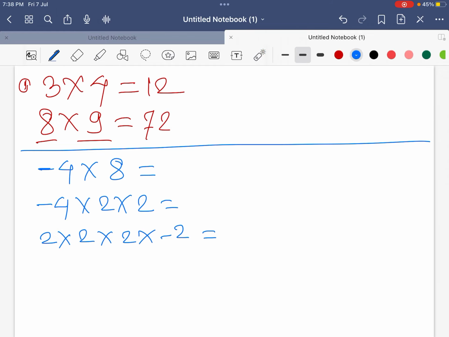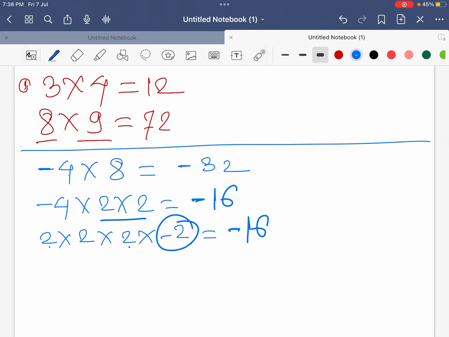So for this case, 8 4s are 32, so your answer is -32. Next, 2 2s are 4, 4 4s are 16, so -16. 2 2s are 4, 4 2s are 8, 8 2s are 16. Again, because of this we have to write -16. Clear?